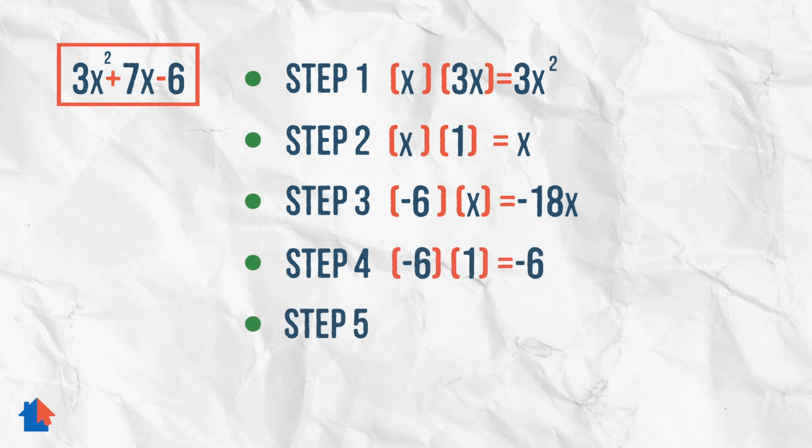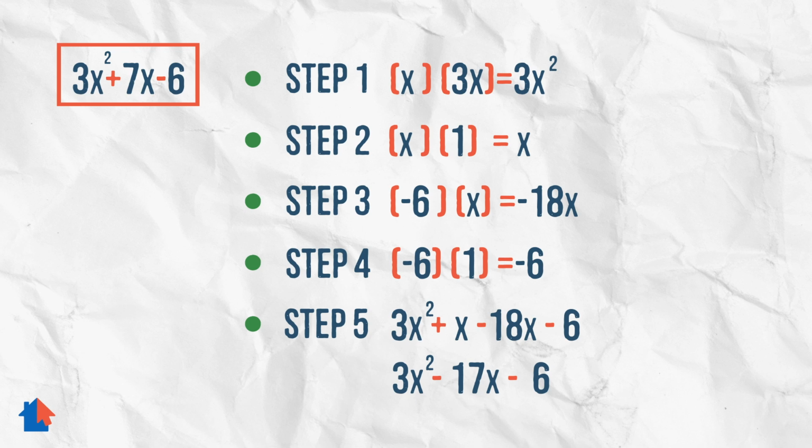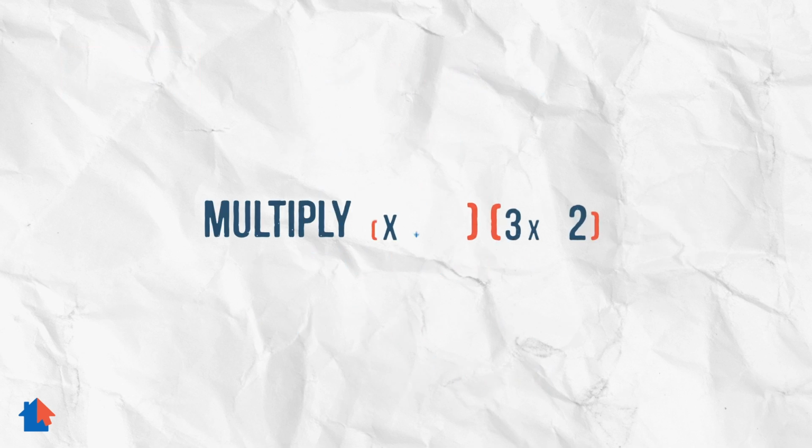Step 5. Combine them, being careful with the minus and plus signs. We get 3x squared plus x minus 18x minus 6, which simplifies to 3x squared minus 17x minus 6. That's not the right answer. Now let's try B. Multiply (x plus 3) times (3x minus 2).